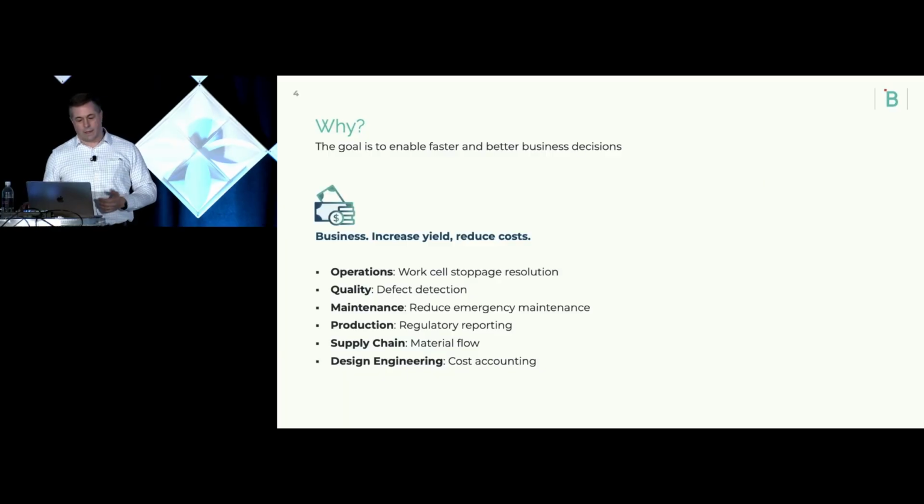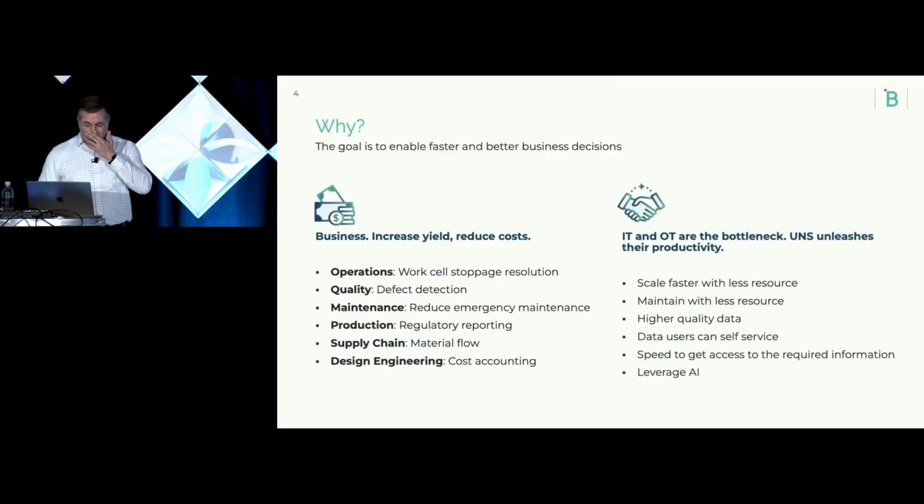And a lot of the times what we see in terms of use cases is, well, yes, we need to get operations better access to data, but we also want to get quality, we want to get maintenance, we want to get production, we want to get supply chain, we need design engineering. They all want industrial data. And today they get it in reports that are 2 weeks old in a good day. In many cases, they don't get access to good data. So how do we get them access to all the data in the factory when they need it, the way they need it? And that's what UNS brings us.